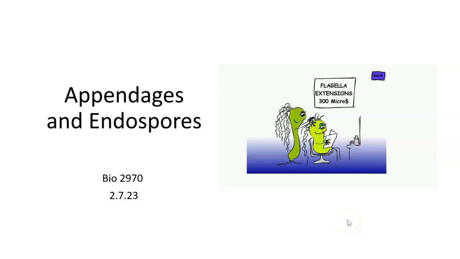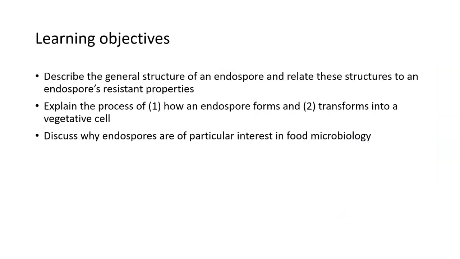In this lecture, I'll be talking about a bacterial structure called an endospore, and we're going to describe the structure of an endospore, as well as talk about how endospores form and how they can turn back into vegetative or dividing cells. We're also going to discuss why endospores are of particular interest to those in food microbiology as well as in clinical settings.